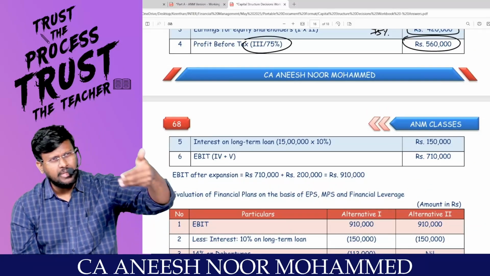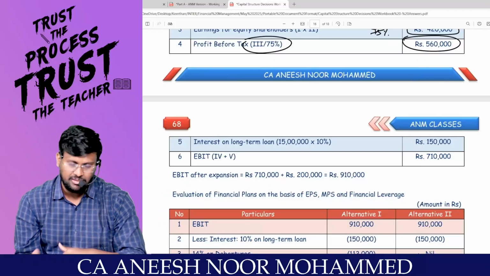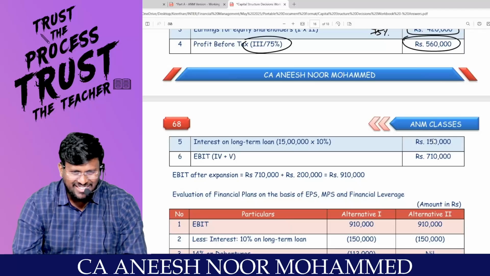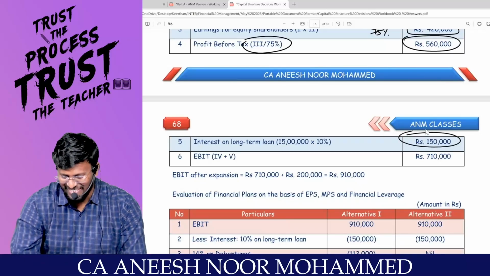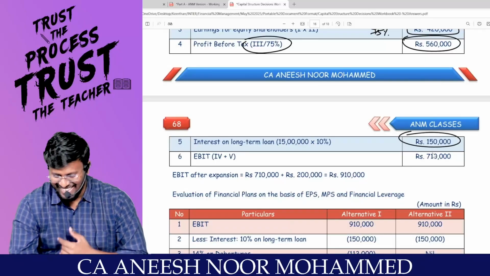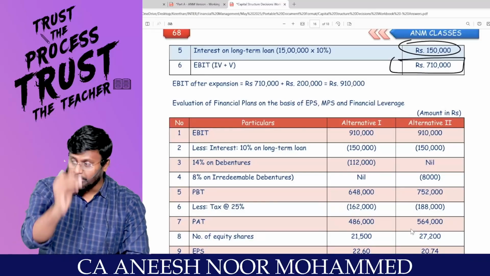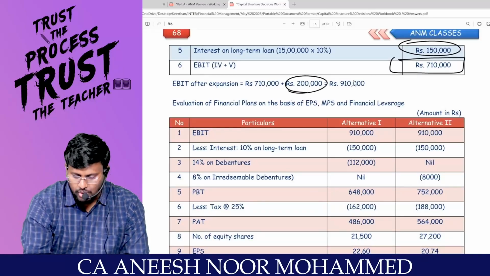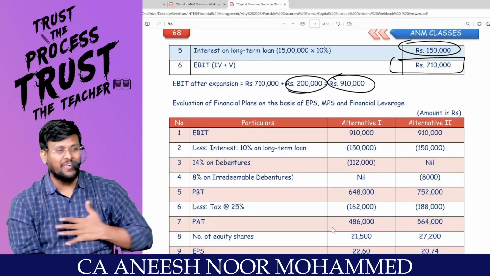Now I have the profit before tax. I have to add the existing interest, 1,50,000. Existing EBIT is 7,10,000. They themselves have given the addition in the EBIT as 2 lakh. So the total EBIT of 9,10,000 will be the new EBIT if I accept the project.